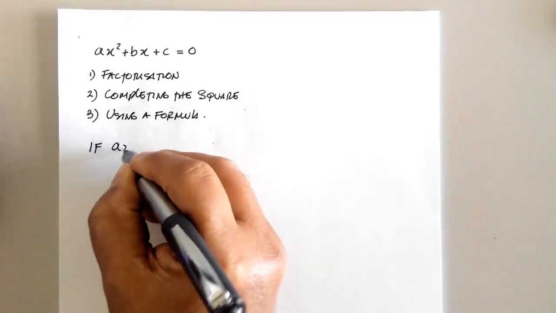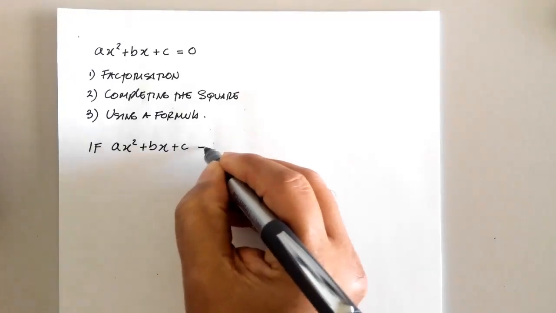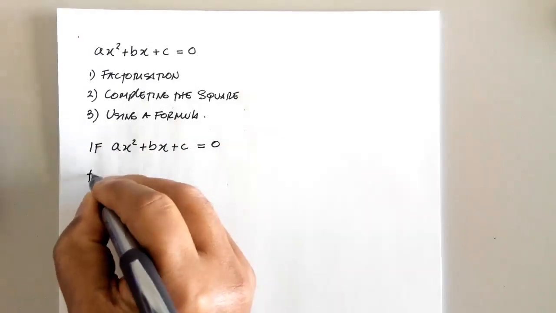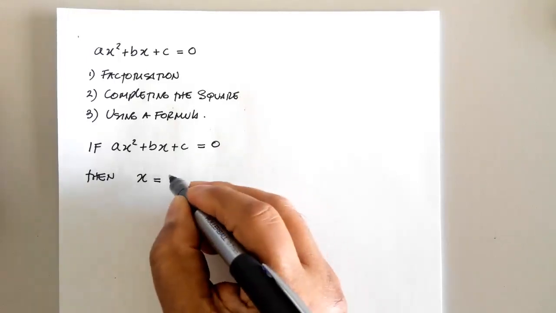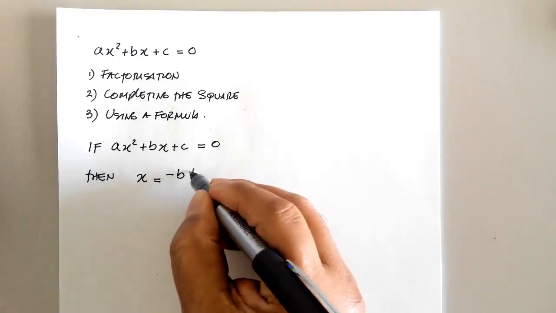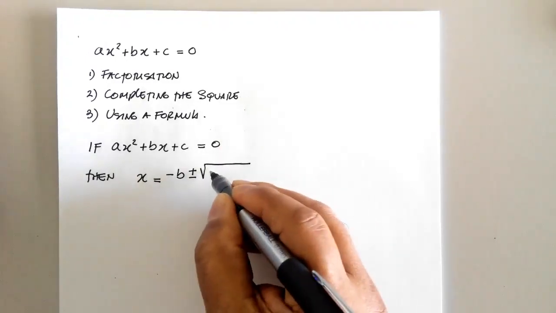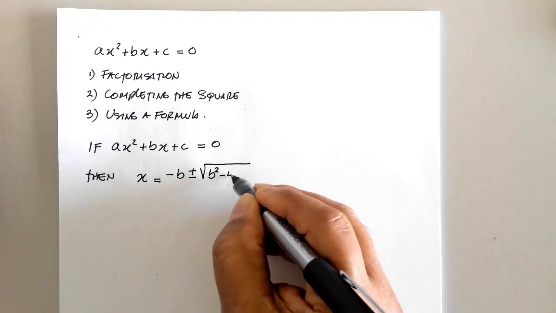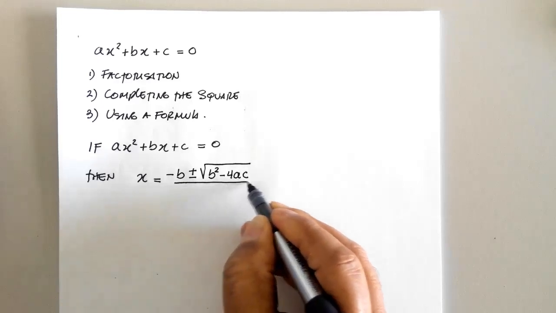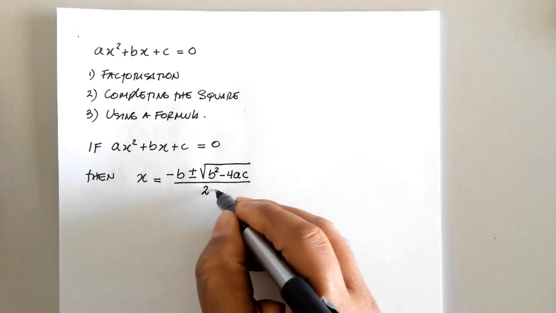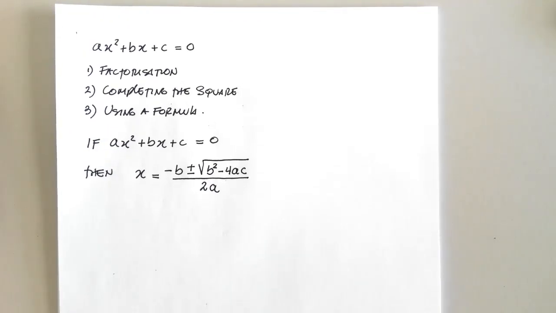We're gonna say if we have ax squared plus bx plus c equal 0, then the formula is x is equal to minus b plus or minus, you know where this plus or minus is coming from, square root of b squared minus 4 multiplied by a multiplied by c, and all that divided by 2a. Okay, and that is the one that we call the quadratic formula.